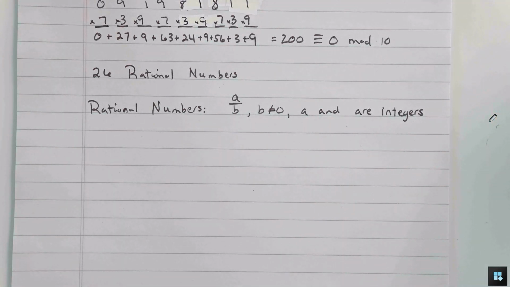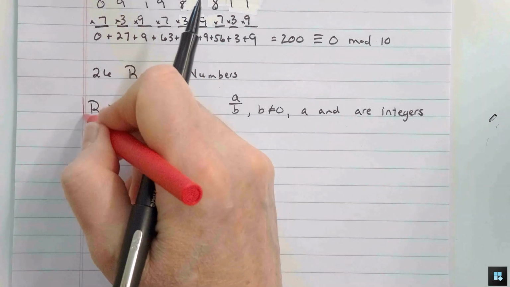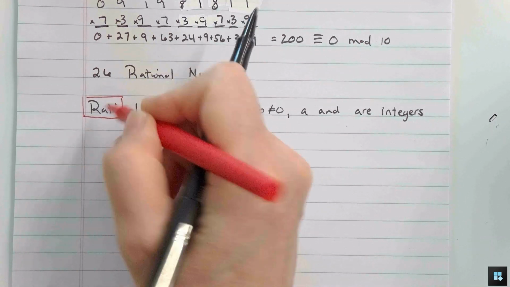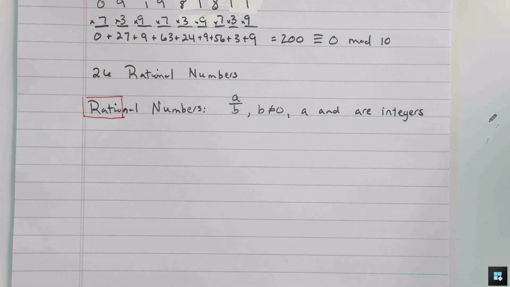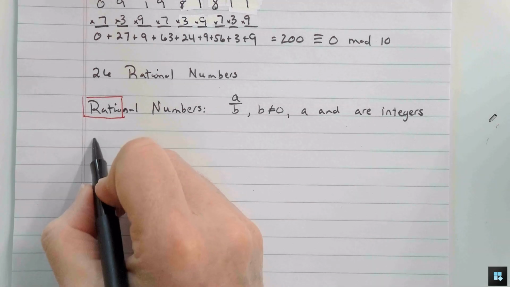So that brings up another set of numbers, integers. Do you see the word ratio in rational? That helps you think about what those are. Ratio, rational, ratios. Ratios are fractions. So rational numbers can be written as fractions, where a and b are integers and b is not 0. So that brings up the integers.